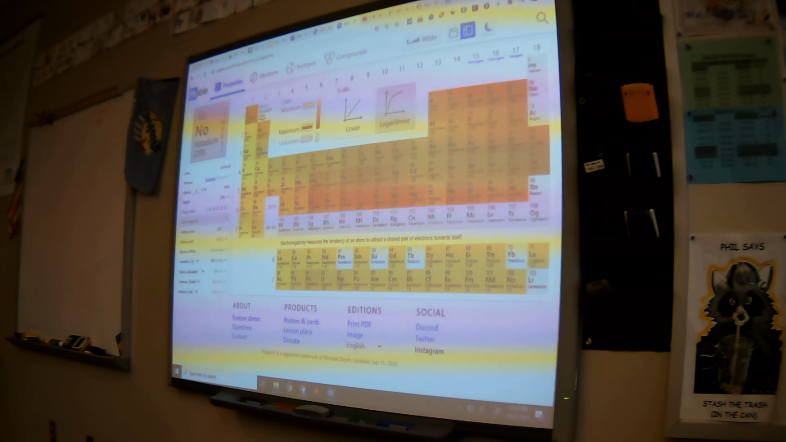So, there's that. Based on what you know right now, what's one thing that's going to affect the size of your atom? The amount of energy levels it has, right? If you have 4 energy levels, you're going to be bigger than if you have 3, and bigger with 3 than with 2, and bigger with 2 than with 1. So energy levels is a big thing.